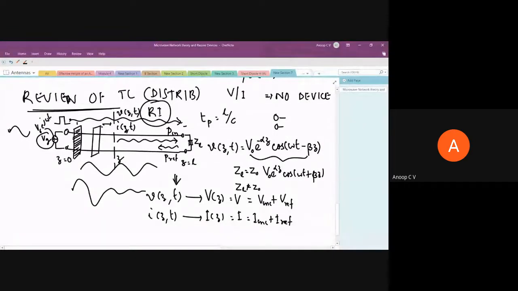So it also makes the analysis a bit difficult. Whereas in a lumped network it was just V and I phasors, here incident and reflected are both there. So that is actually an issue.